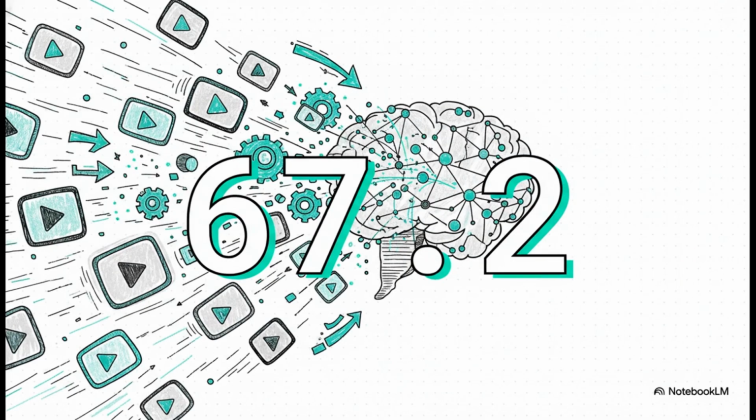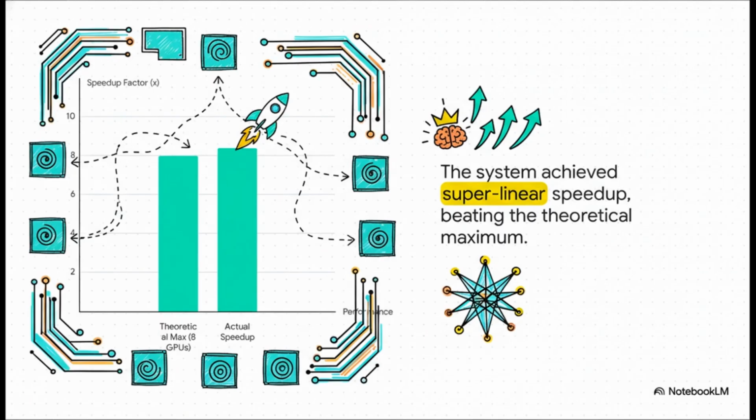And we can put a number on that success. The system was able to chew through 67.2 video samples every single second. That's the kind of speed, the kind of throughput you absolutely need if you want to train on massive web-scale datasets.